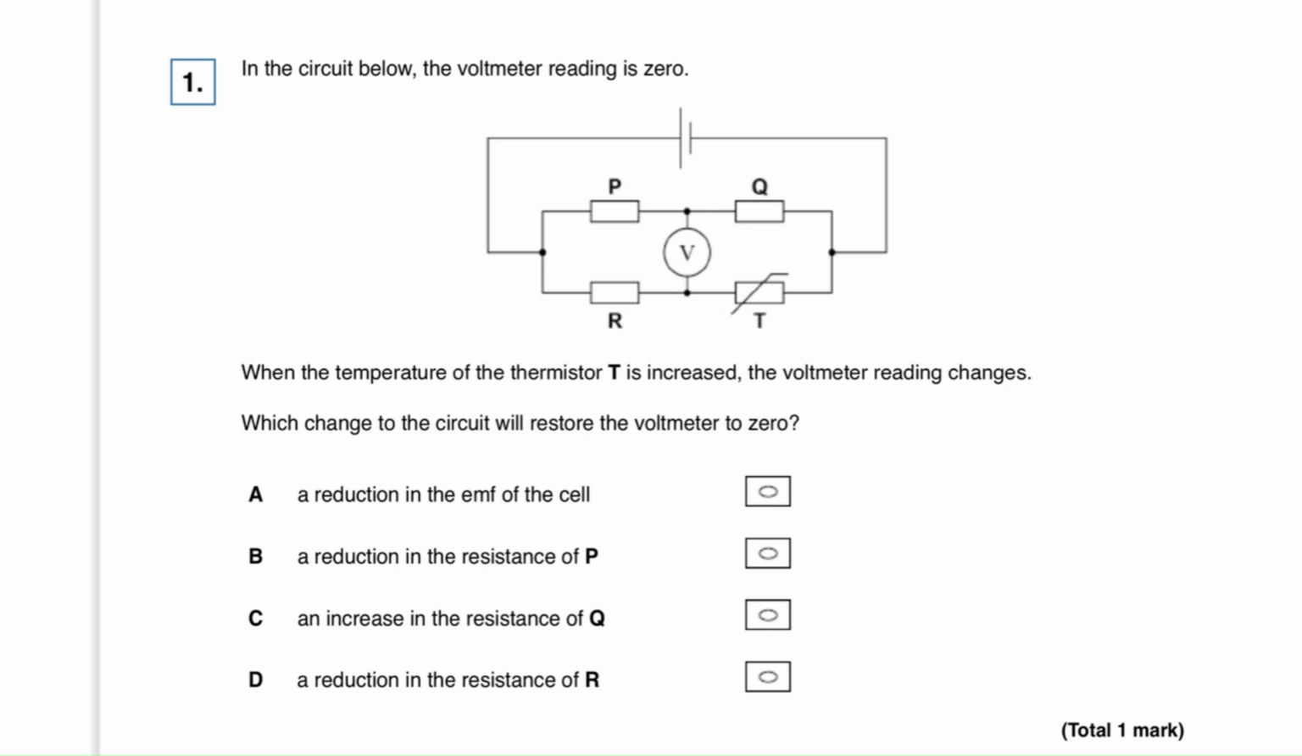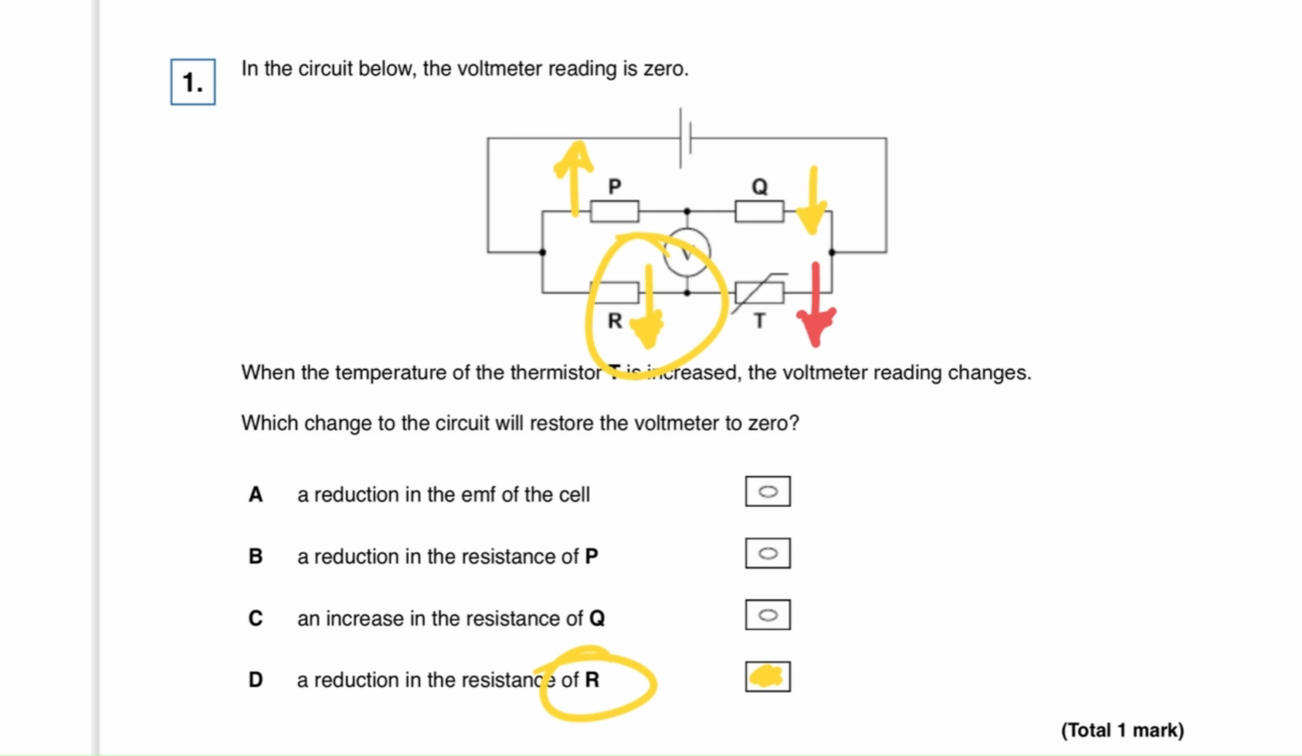Well, the resistance of T decreases with an increasing temperature. That's an NTC thermistor. So the only way to get the voltage back to 0 is if I drop resistance Q, drop resistance R, or increase resistance P. The only option there is D then. You have to reduce the resistance R.